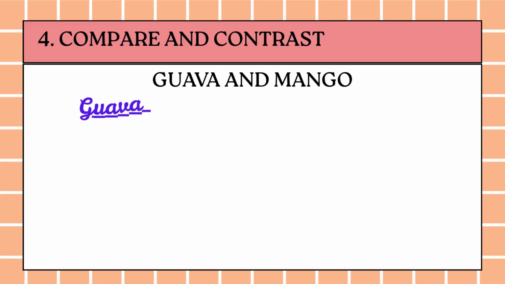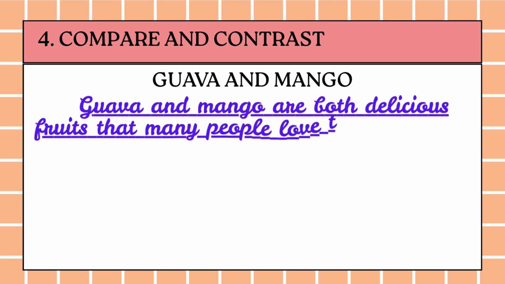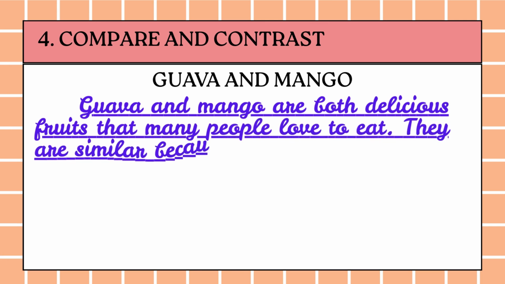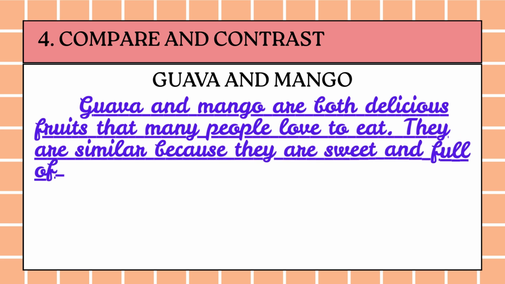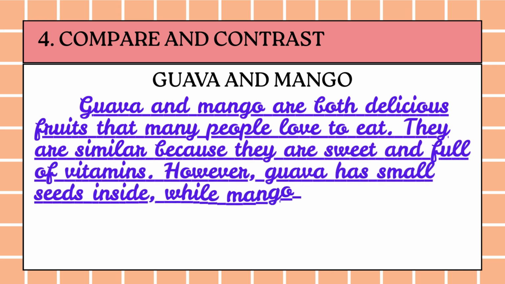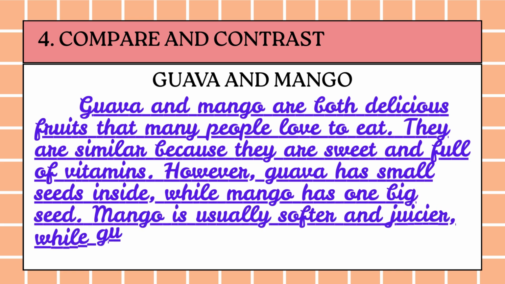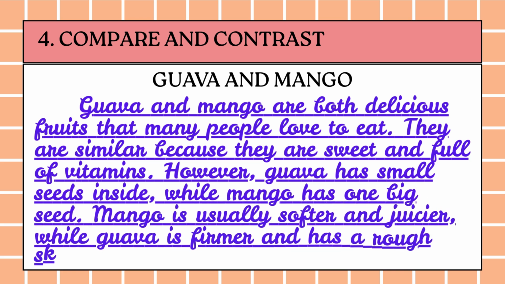4. Compare and contrast. Guava and mango. Guava and mango are both delicious fruits that many people love to eat. They are similar because they are sweet and full of vitamins. However, guava has small seeds inside, while mango has one big seed. Mango is usually softer and juicier, while guava is firmer and has a rough skin.